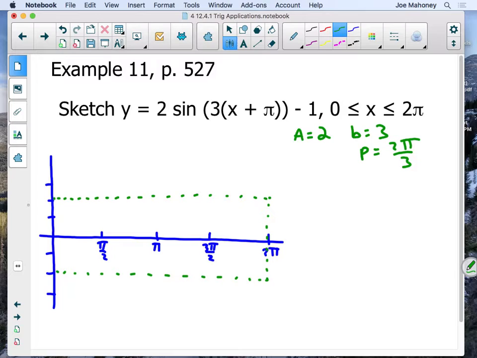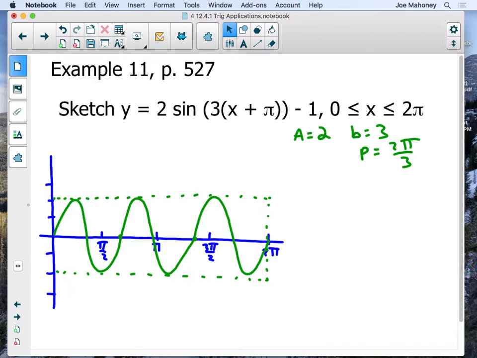Let's see, 3 cycles of it. So every cycle is 2 pi over 3. So here's where 2 pi over 3 is going to be. Then I'll go another 2 pi over 3 to like 4 pi over 3, which is about here. So I'm going to draw, let's see if I can draw 1, 2, 3 cycles of my graph. So basically, it's going to be this green graph. But now I got to do my shifts to it.